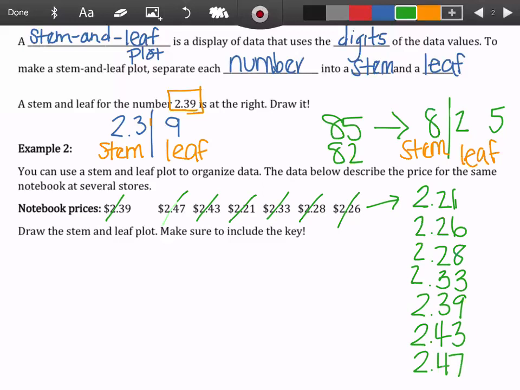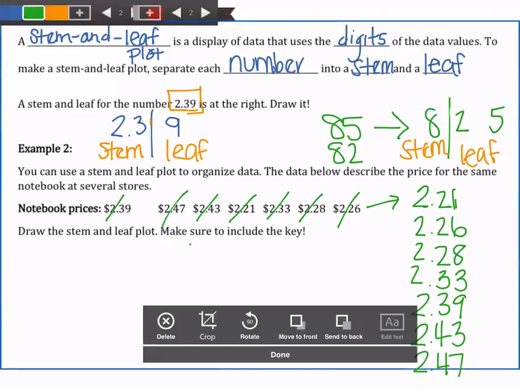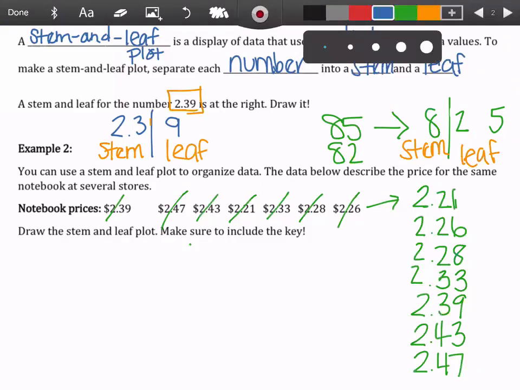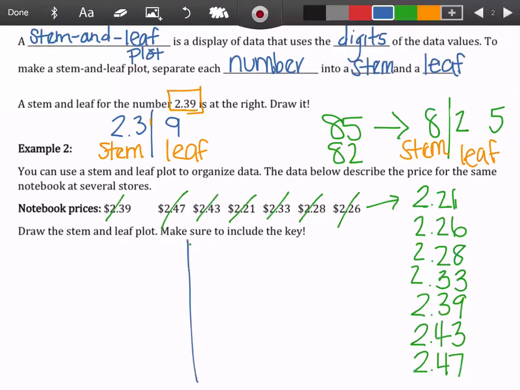So draw your vertical line right now. We are going to draw a vertical line. We're going to have the stem here and the leaf on the right. We do need a key.